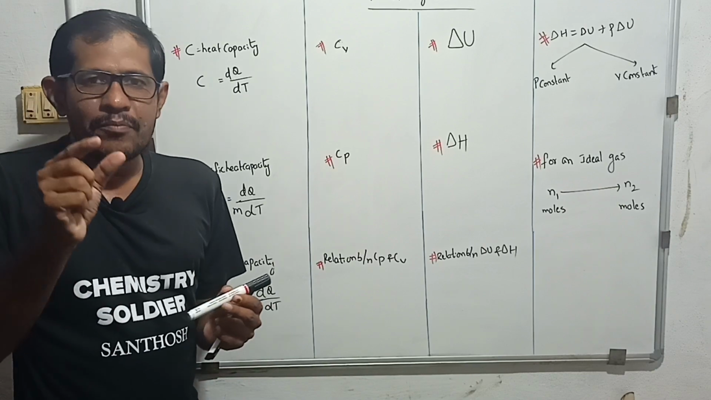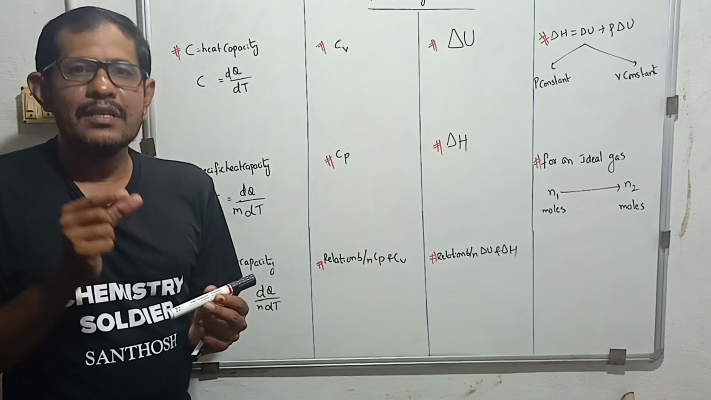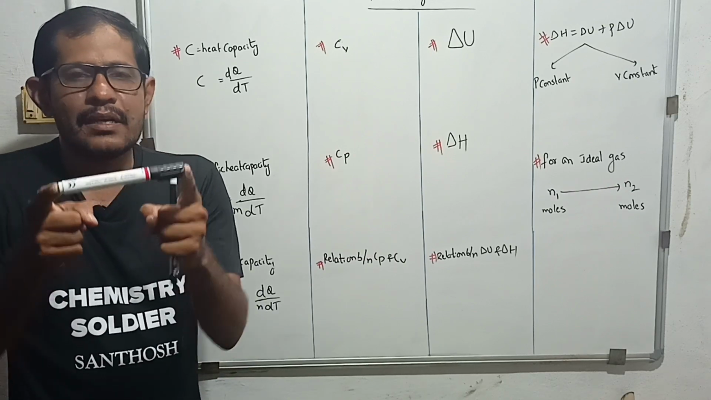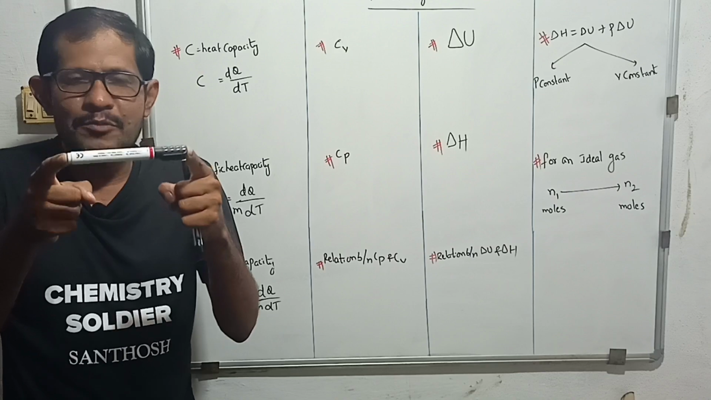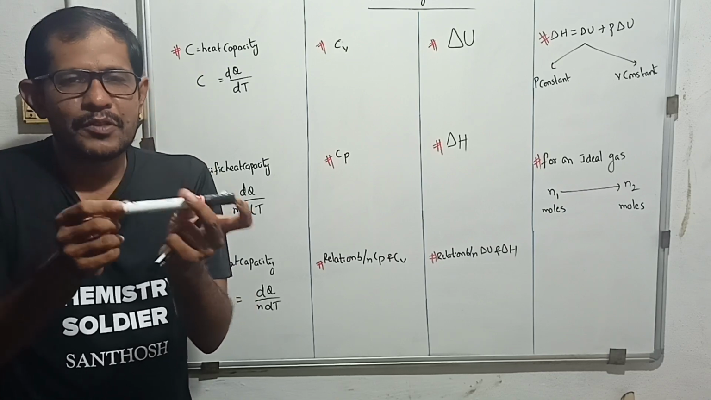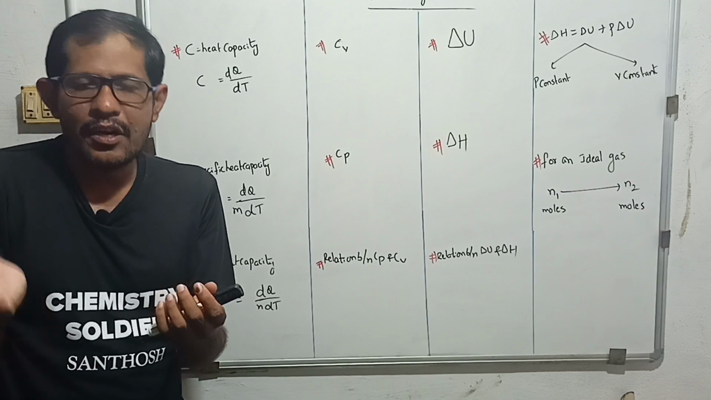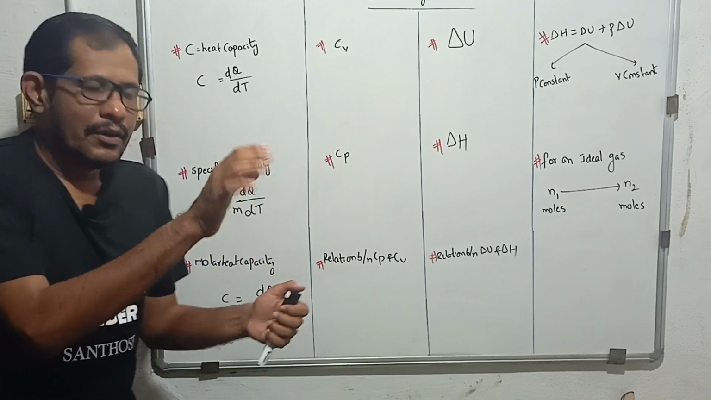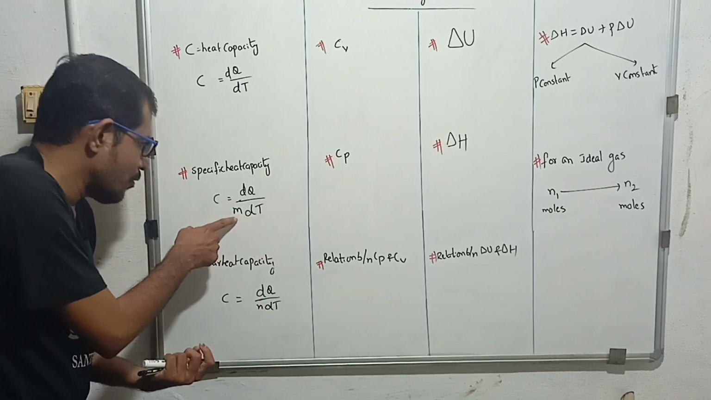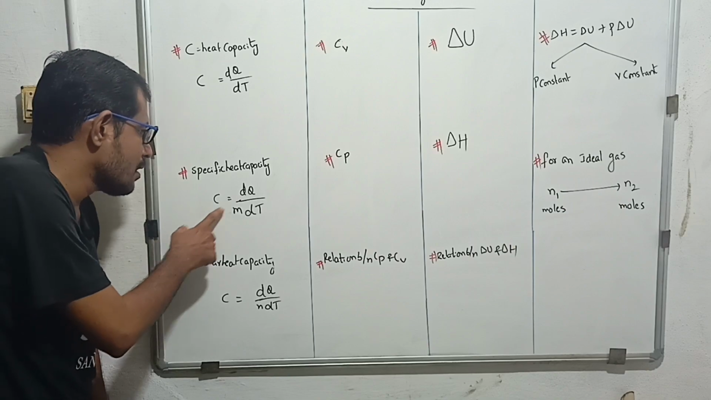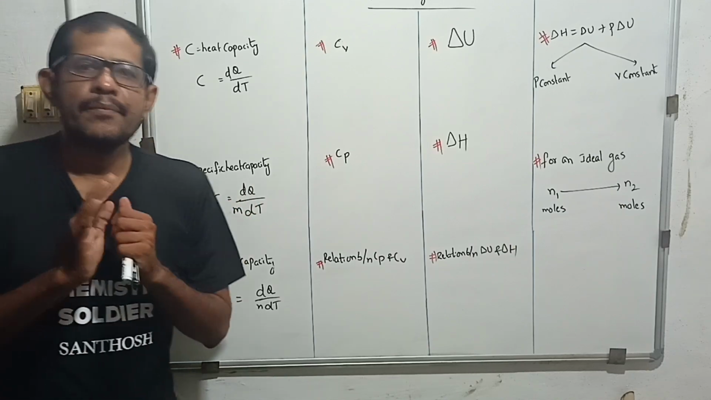For 1 gram it is specific heat capacity; for m grams we will take m. This pen is not 1 gram, it may be 4 or 5 grams, and another substance may weigh 8 or 10 grams. It won't always be 1 gram. That's why we put m in the denominator, and the formula becomes C equal to dQ by m dT.